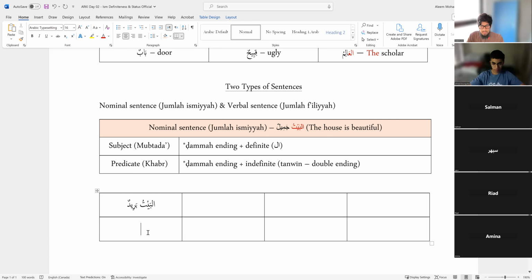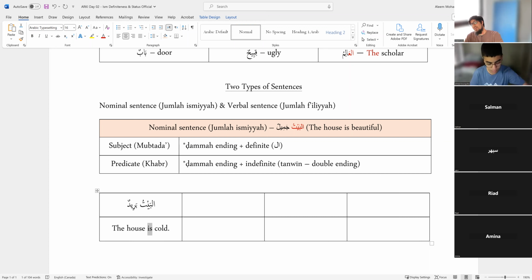Okay, good stuff. The house is cold, right? I saw some of you guys say "the cold house," but that wouldn't be correct in this case. Because if you say the cold house, that's actually you describing that house, not saying something about it in terms of a sentence. We want to throw an "is" in between. Is khabar always a dhamma ending?